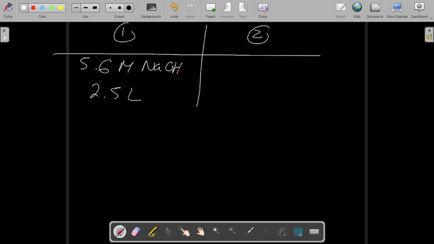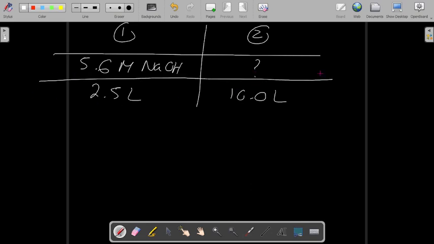and dilutes it with enough water to make 10.0. Let me put it at the bottom so we have all the liters together. 10.0 liters of the new solution. What is the new concentration? So we don't know what the concentration is here. I'm going to leave it like that. That's what you have. But you have the formula that allows you to calculate this.